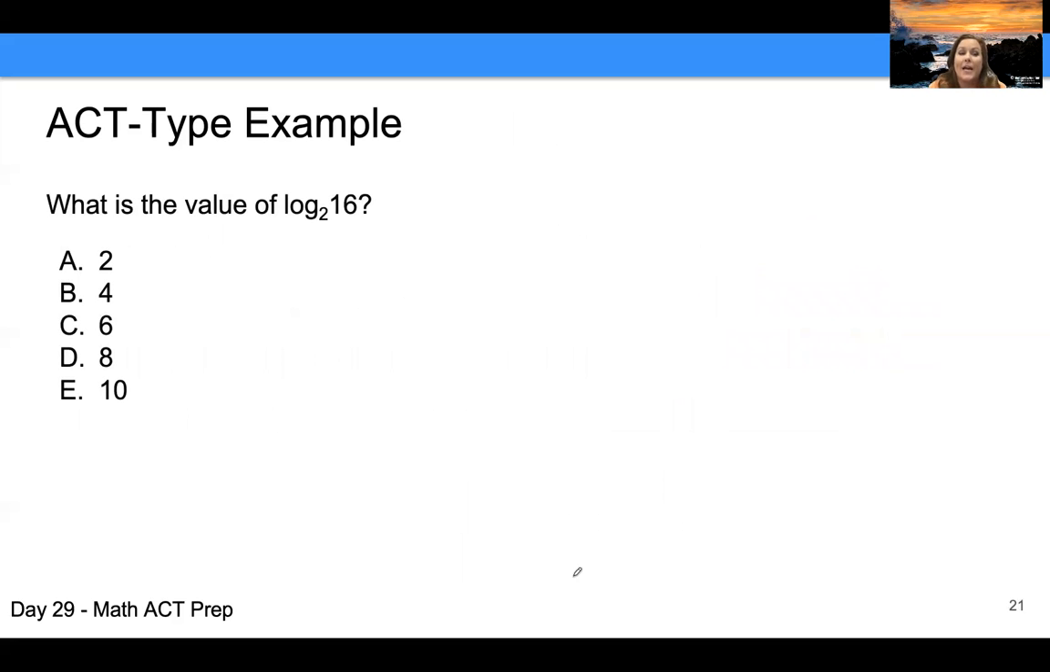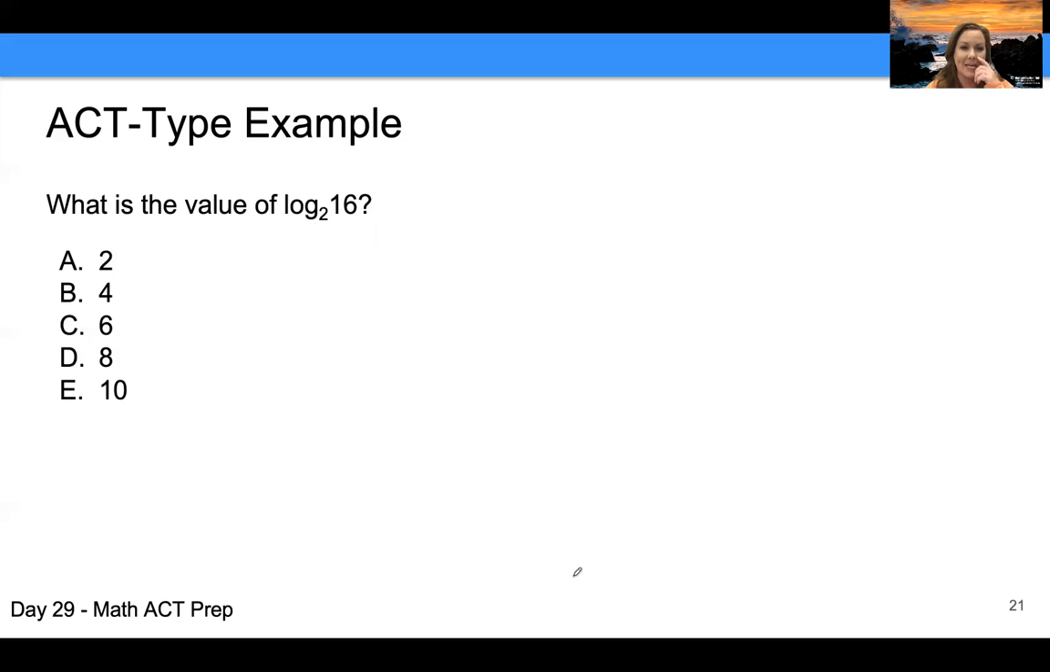Okay, here's your ACT example. You're going to need to know how to switch it back to a regular equation, undo the log. That's a little hint. So hit pause on your button, take a moment to solve this, and when you're done, get back and we'll check the answer.